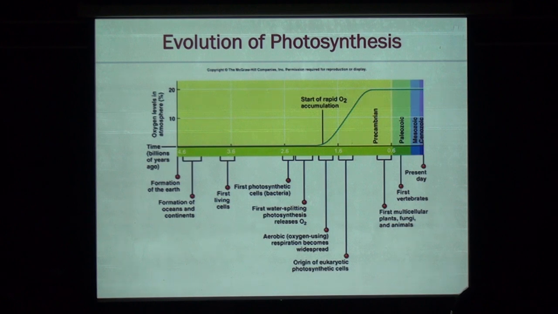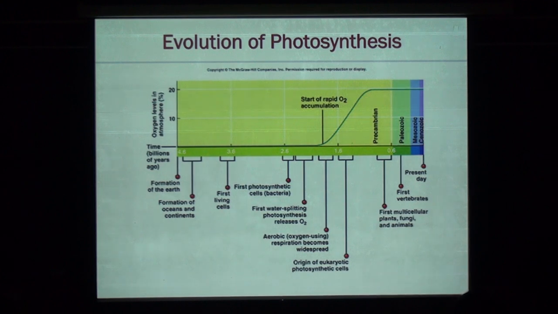But then something drastic happened. Because of the aerobic photosynthesis, oxygen began to accumulate on Earth. And that allows respiration using oxygen as a very efficient energy source. Okay. And then all sorts of life forms started to be possible and thrive on Earth. Okay. So this is very important.